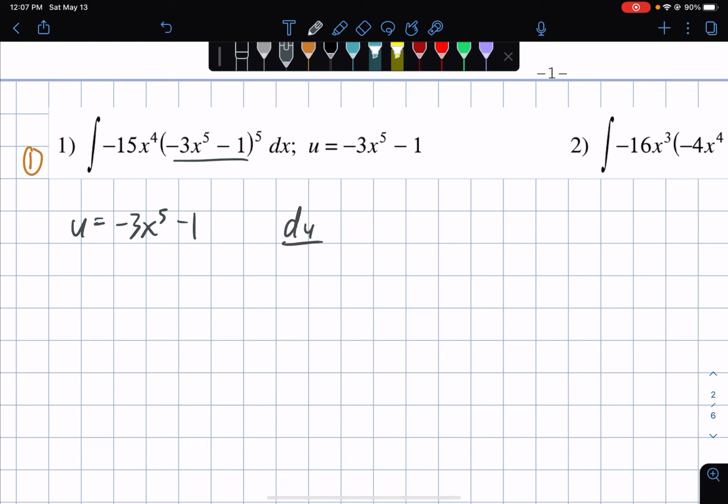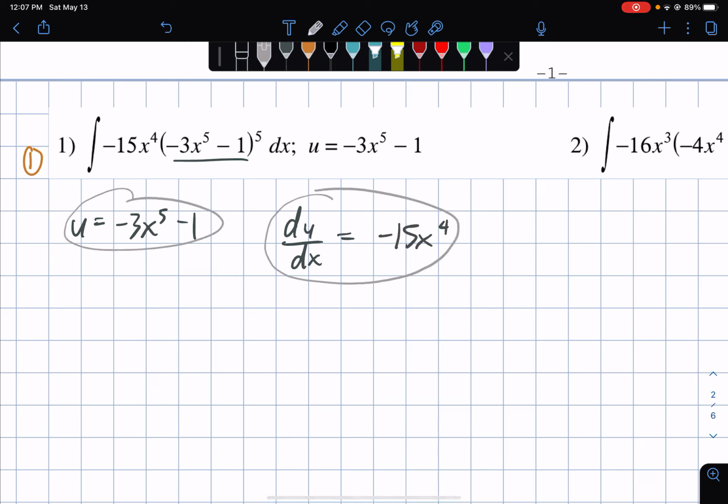How about our du over dx? Our du over dx is basically the derivative of whatever u is. So find the derivative of this expression. It's going to be negative 15x raised to 4. Now we found two things. We need du. You can find du by manipulating this algebraic equation. If you multiply dx on both sides, these will cancel, and this is your du. Therefore, du is equal to negative 15x raised to 4 times dx.